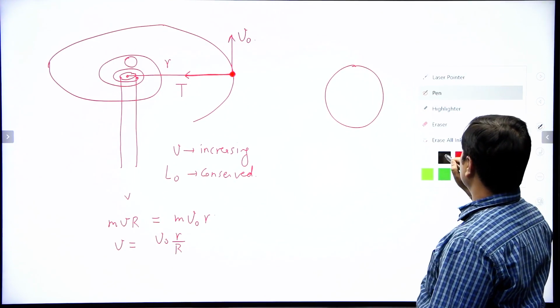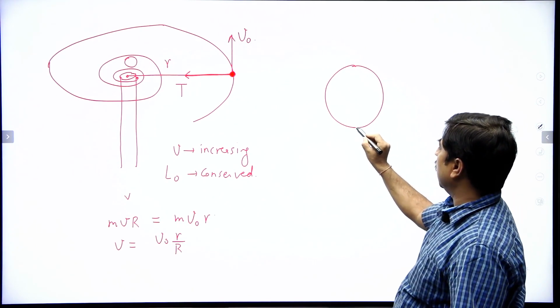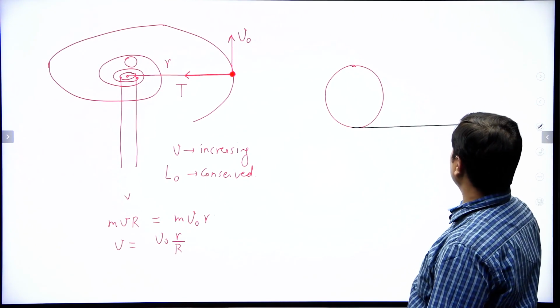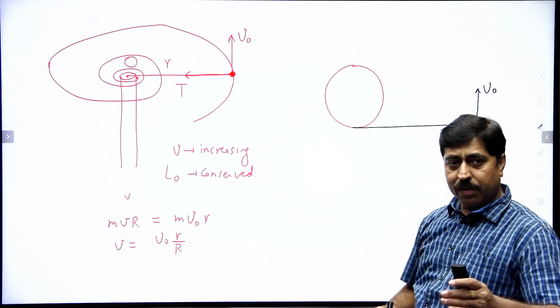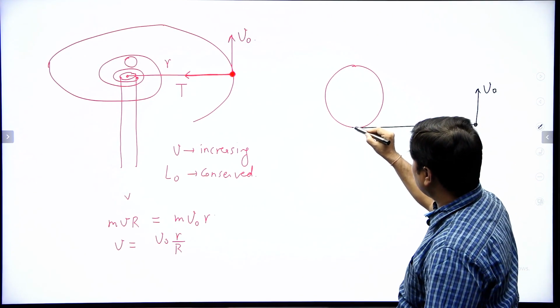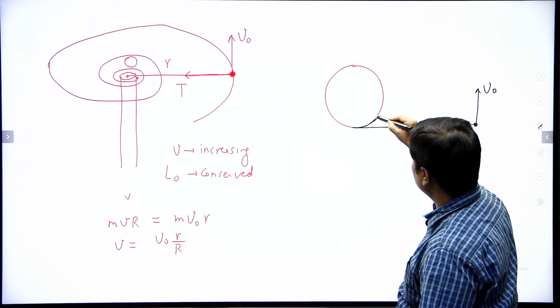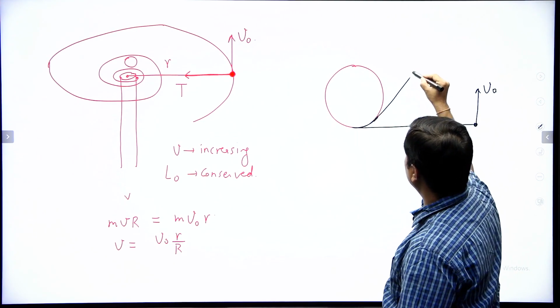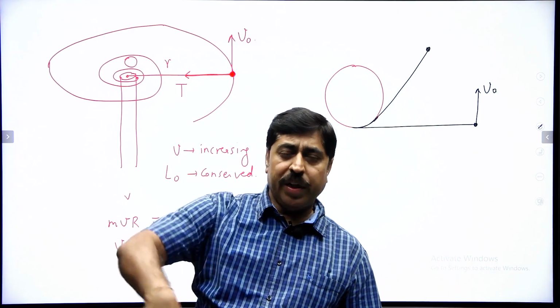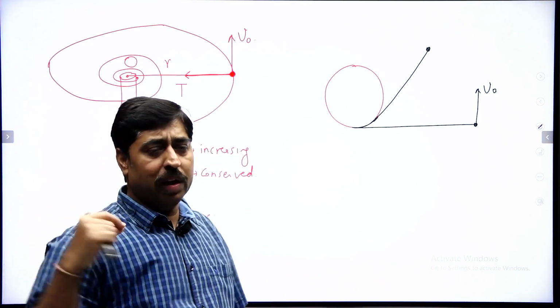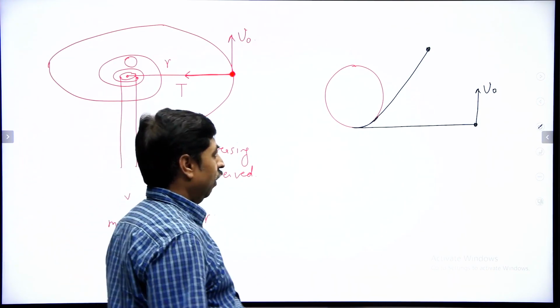Now look at this situation. The particle is somewhere here initially, let us say. It is moving at speed v0. After some time, the string wraps around this cylinder and the particle will be somewhere here, right? The string is just getting wound around that cylindrical pipe.